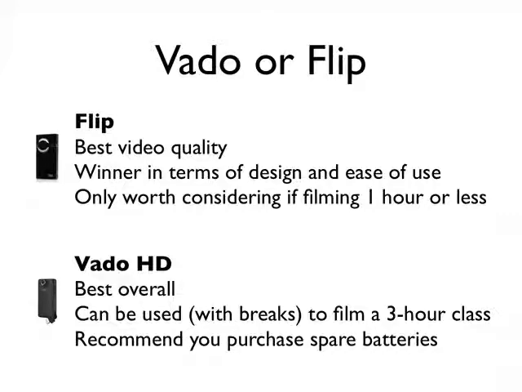If you know that you're going to be filming less than 1 hour of content for your class, then I would suggest getting the Flip. If, however, you need to record a 3-hour class in entirety, you have to go with the Vado HD. Now for this, you would have to get some spare batteries. It's possible to change the batteries each break and be able to film a 3-hour class. The only way you could do this with the Flip would be if you had 3 cameras and you were able to space your class in such a way that there were breaks every hour.